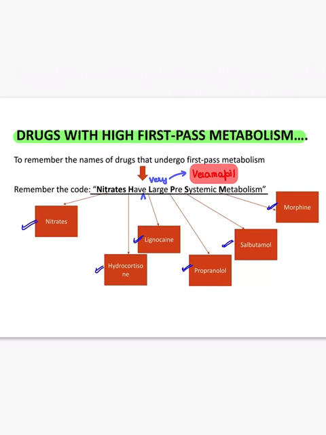So which are the drugs which are frequently asked? This lignocaine, this nitrates, and this morphine. These are the drugs which are frequently mentioned in your options. So they have a very large pre-systemic metabolism.